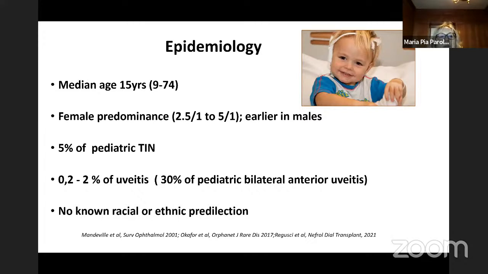It accounts for about 5% of pediatric tubular interstitial nephritis and from 0.2 to 2% of uveitis, up to 30% of pediatric bilateral anterior uveitis, without known racial or ethnic predilection.